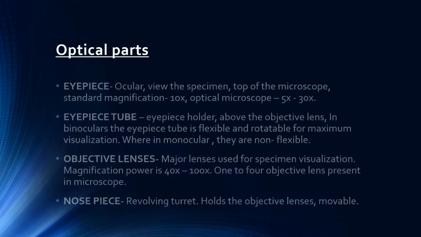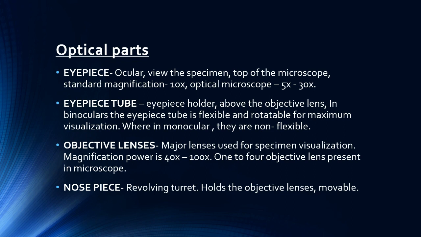The optical parts of the microscope include the eyepiece, which is the ocular, which is used to view the specimen. The magnification of the eyepiece is about 10x. Some have 5x and 30x. Eyepiece tube. The eyepiece tube is the eyepiece holder above the objective lens. In a binocular, the eyepiece tube is flexible and rotatable for maximum visualization. In a monocular, they are not flexible.